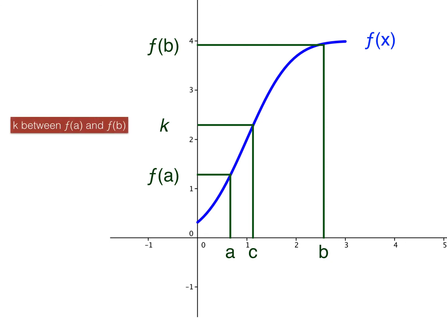And so note that k is between f of a and f of b, and that's chosen first. And then there must be a value c between a and b that when plugged into the function gives you the value on the y-axis, which is k. In our next video, we'll actually look at some applications of the intermediate value theorem.